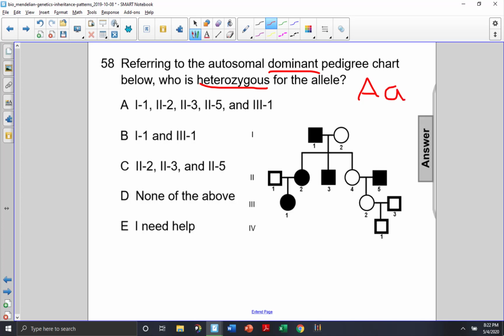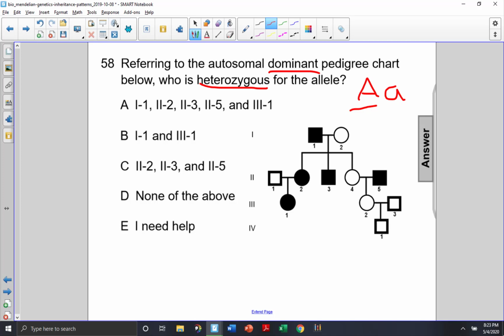So the way to figure this out is to look at offspring or look at parents to determine if an individual is heterozygous or homozygous, if they have the trait or they're affected by the trait, because this is a dominant pattern of inheritance with the allele. So if you have that big dominant allele, whether you're heterozygous or homozygous, means you have the trait.